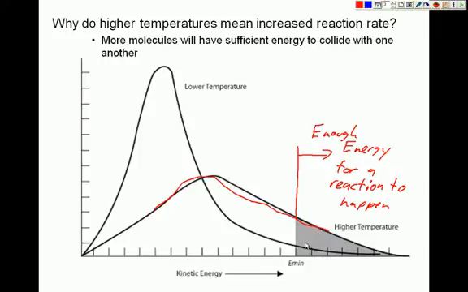It's essentially like having a higher concentration. More molecules are going to be hitting each other, and they're going to be hitting each other with enough energy, and reactions are going to happen. Now this one with a lower temperature, reactions are still going to happen, but there are so many fewer particles that the reaction rate is going to be lower.